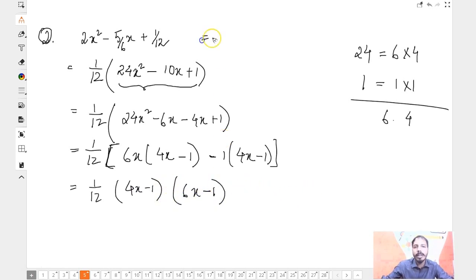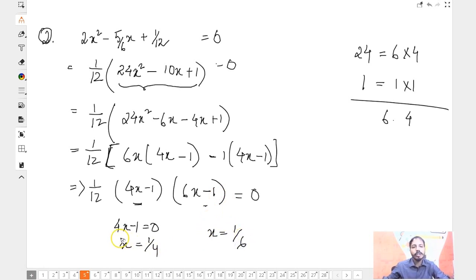Now if I equate this to 0, what will happen? I will say 1 by 12 is never 0. So that means either this is 0 or this is 0 or both of them are 0. So 4x minus 1 is equal to 0, or x is equal to 1 by 4. Similarly here x is equal to 1 by 6. So these are my zeros, right? So with the help of factorization we can find out the zeros. So that's why we factorize.